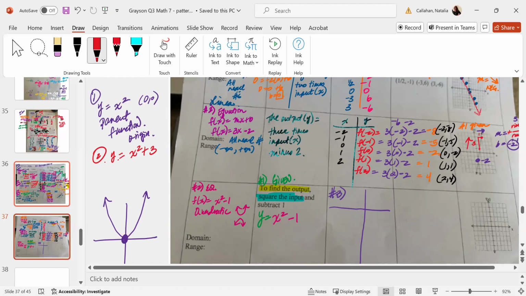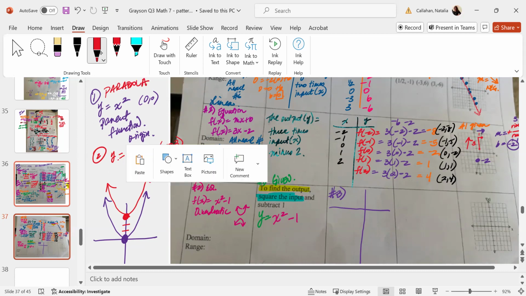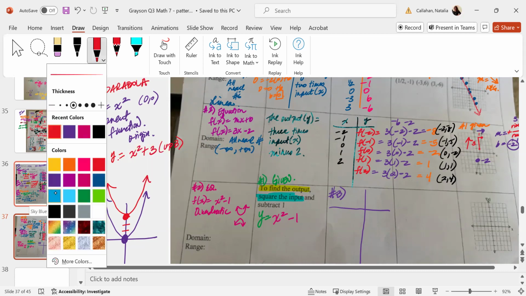What's the difference between the red one and the purple one? Yeah. So that means you go up 3. So you go 1, 2, 3. Draw your dot. This is your parabola. This is also called a parabola, which is the shape of this. It's a happy face. Grab a third color. I'm going to use blue.